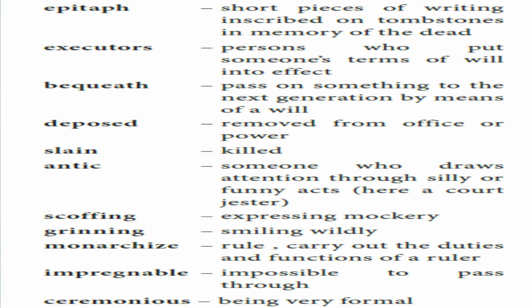Deposed means removed from office or power. Slain means killed. Antic means someone who draws attention through silly, funny acts. Here a court jester, a joker who performs in the courtyard, is called antic. Scoffing means expressing mockingly. Monarch means one who rules or carries the duties and functions of a ruler. Impregnable means impossible to pass through. Ceremonious means being very formal. These are the meanings given here. Let's see the poem now.